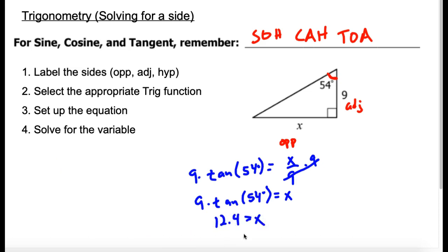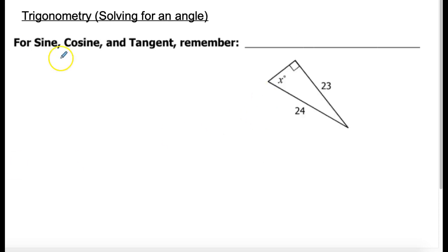All right. Then we also solved for missing angles. So again, SOH CAH TOA. The process to solve for a missing angle is almost the same. First thing we want to do is, with respect to this angle, label the sides. So with respect to this angle, 23 would be the opposite side, and 24 would be the hypotenuse, since it is opposite of the right angle. So the trig function that deals with opposite and hypotenuse is sine.